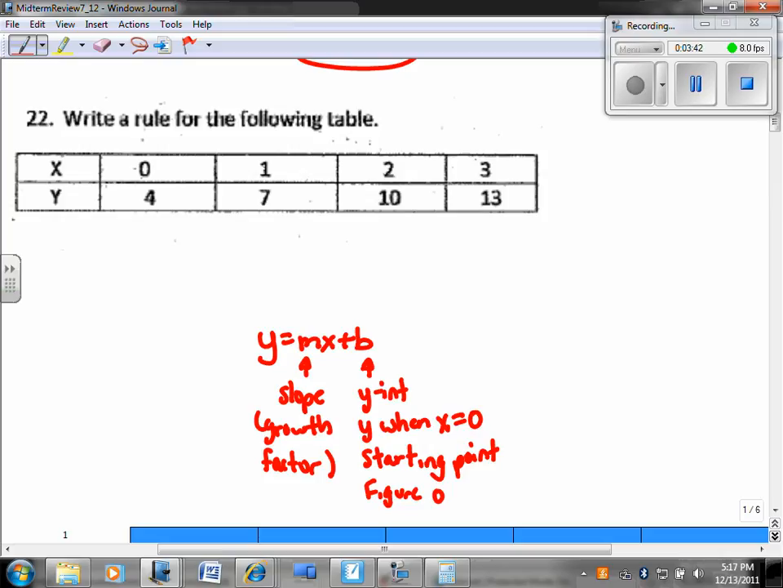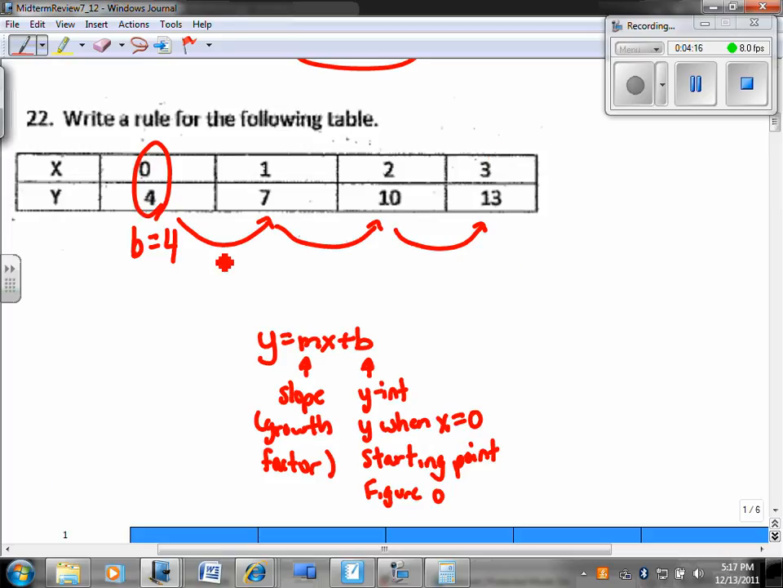So we have a bunch of different names for our m and our b. Let's see which one we can identify in our table up here. We said y when x is 0. I can find that up here. So I know that my b is going to be 4, because when x is 0, y is 4. Okay, our slope is our growth factor. So how much is this growing each time? Let's double check and make sure x is going up by 1. It is.